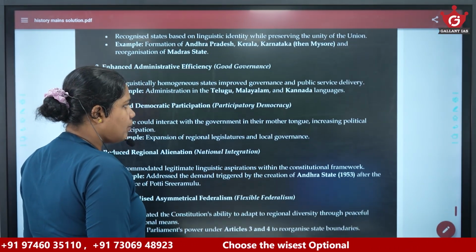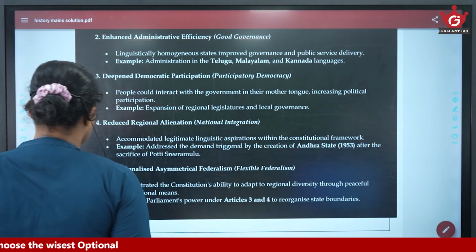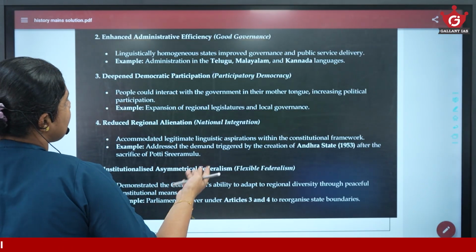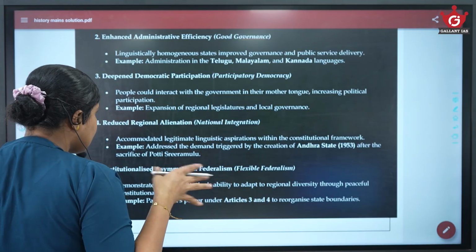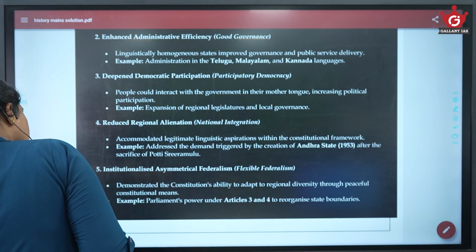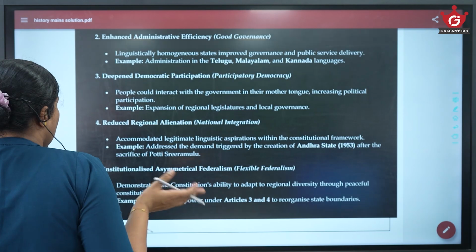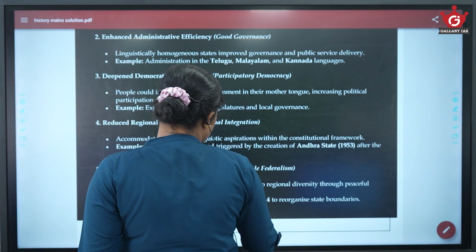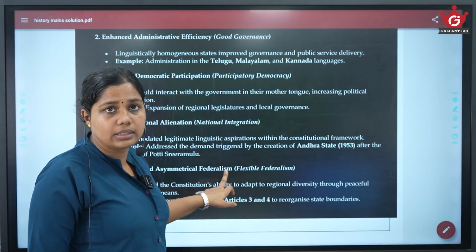People could interact with the government in their mother tongue. This kind of thing you can talk. Reduced regional alienation. Okay, see, it accommodated legitimate linguistic aspirations. Okay, so that regional alienation was greatly reduced. Next is institutionalized asymmetric federalism. Okay, it can be adapted to regional diversity through peaceful constitutional means. Like you can mention about Article 3 and 4.